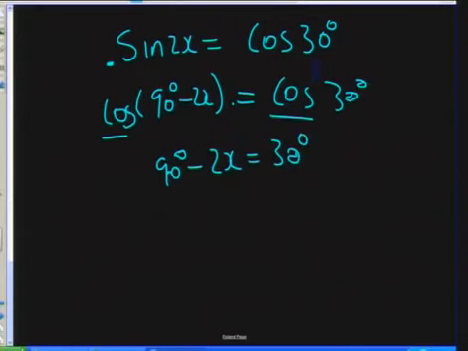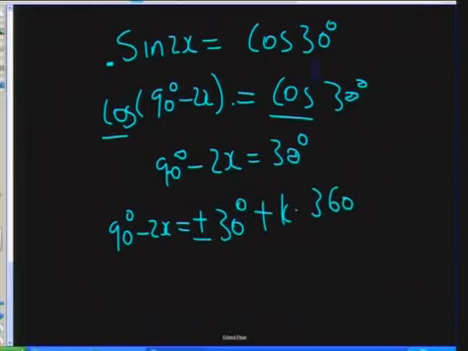is equals to 30 degrees. Because of the cos, what you can do, because cos is straightforward, it's plus minus, you can say 90 degrees minus 2x is equals to plus minus 30 degrees plus k 360. And k is an element of an integer. This is what you can do, you guys. I hope you understand this.